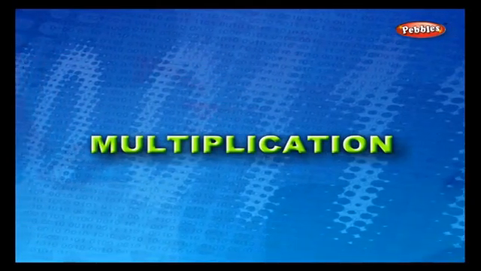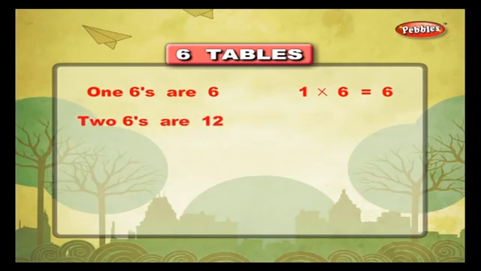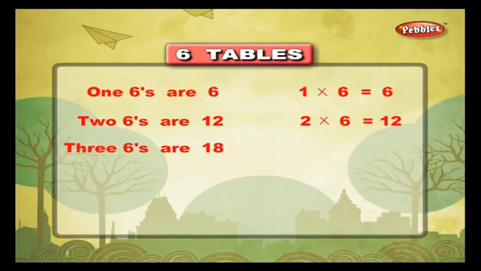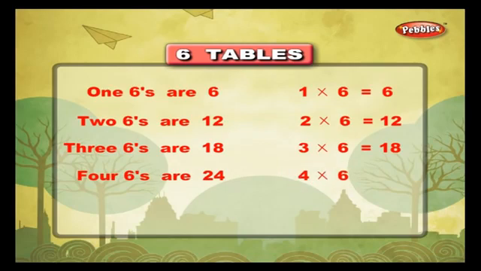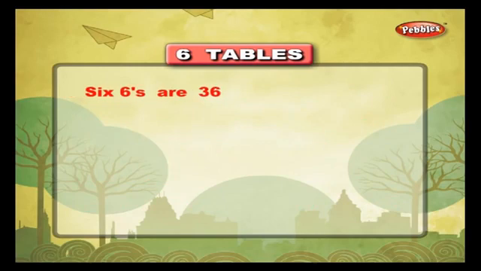Multiplication. 6 tables. 1 6 are 6. 1 into 6 is equal to 6. 2 6 are 12. 2 into 6 is equal to 12. 3 6 are 18. 3 into 6 is equal to 18. 4 6 are 24. 4 into 6 is equal to 24. 5 6 are 30. 5 into 6 is equal to 30. 6 6 are 36. 6 into 6 is equal to 36.